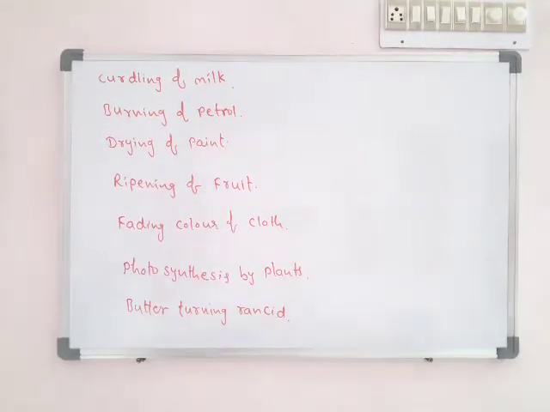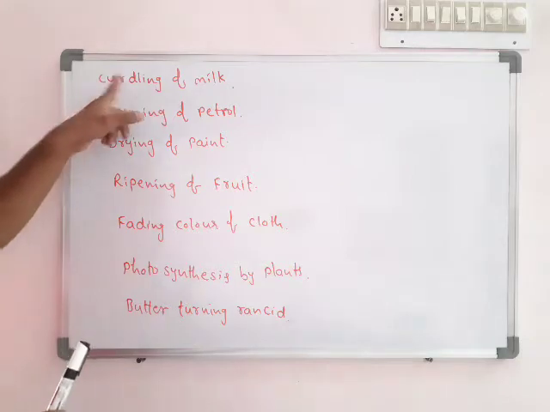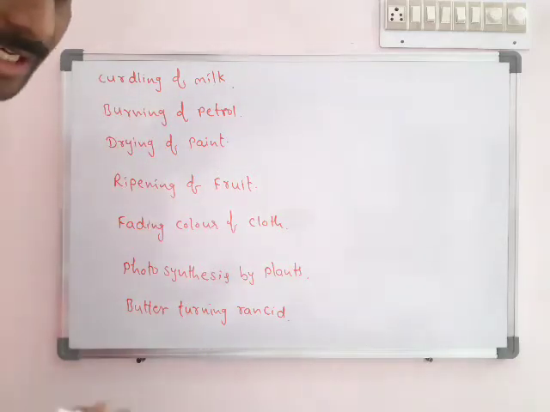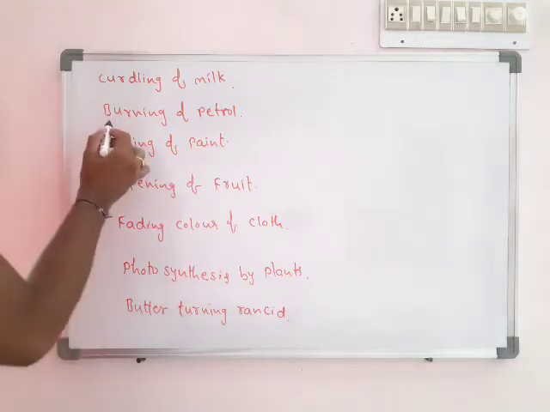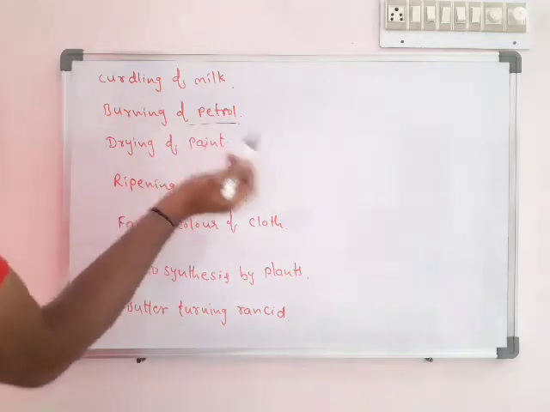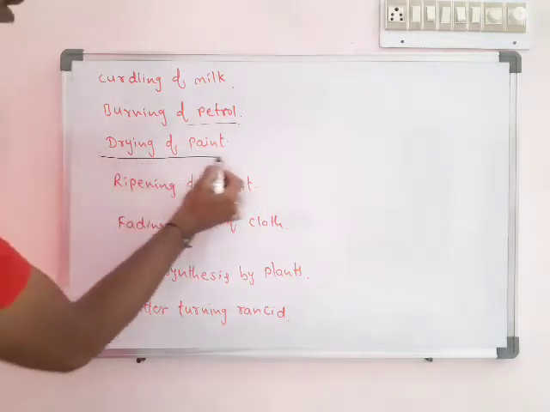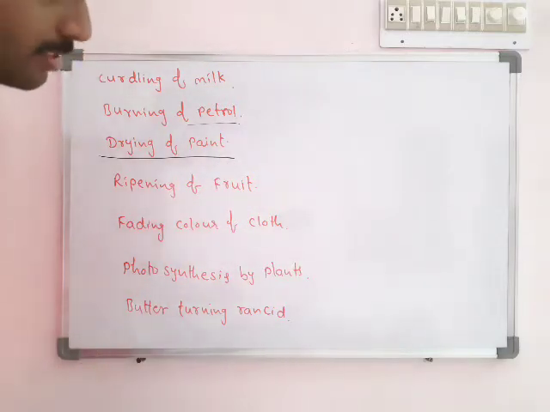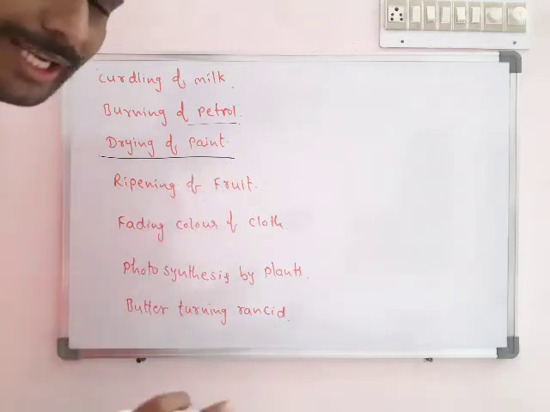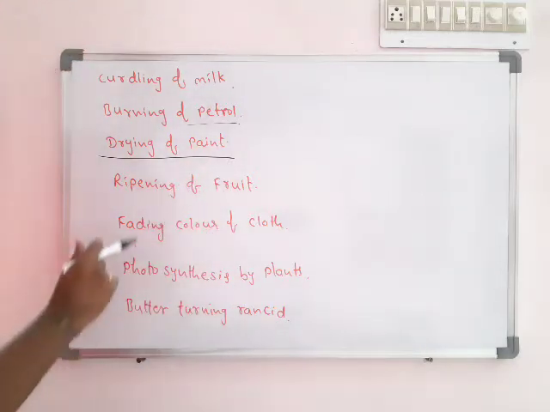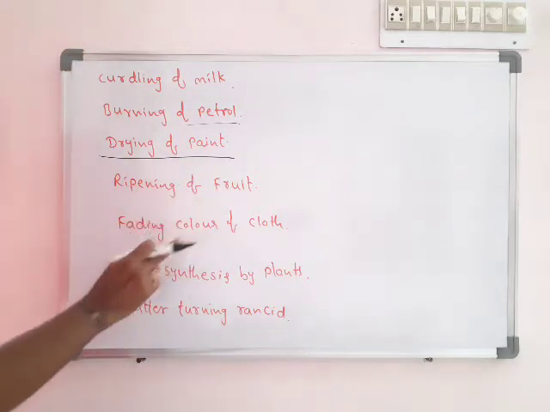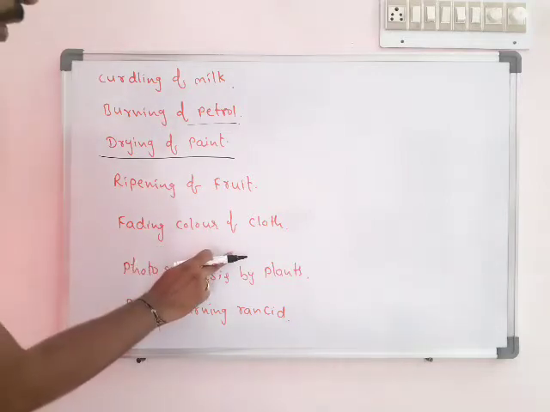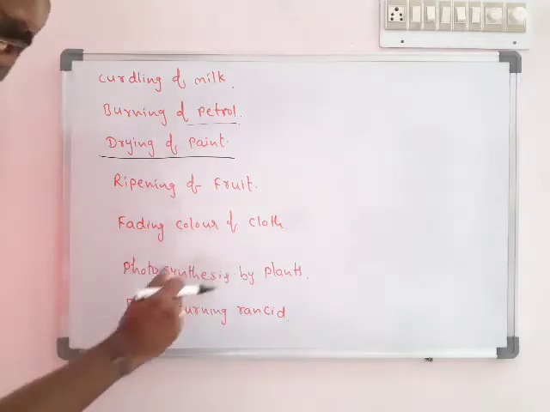These are some more examples of chemical changes. There's curdling of milk, it's also a best example for chemical change. Next, burning of petrol, you know that. Drying of paint also makes some chemical changes, because paint is a mixture of a lot of chemicals. Next, ripening of fruit, and fading color of dyed cloth.